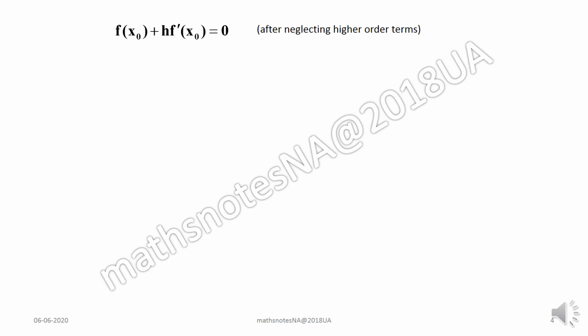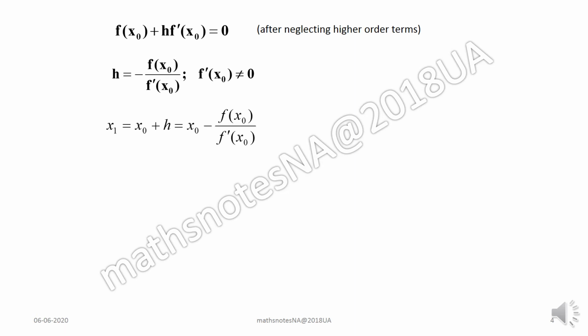From here we can find the value of h, which becomes h is equal to minus f(x0) upon f'(x0), provided f'(x0) is not equal to 0. Now we substitute this value of h in x1 is equal to x0 plus h, and we get this expression, that is x0 minus f(x0) upon f'(x0). This is the next better approximation.